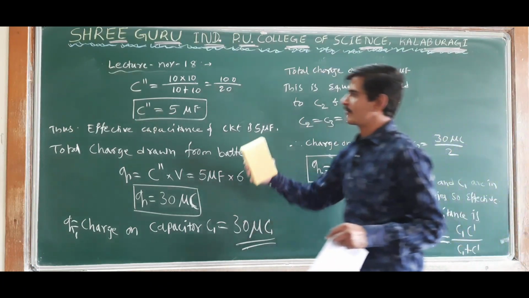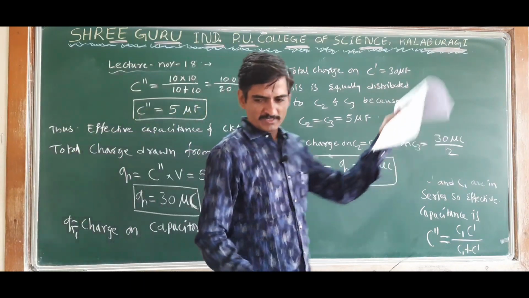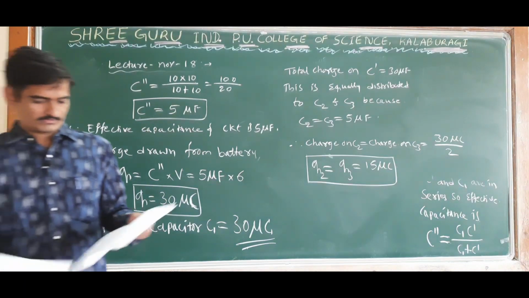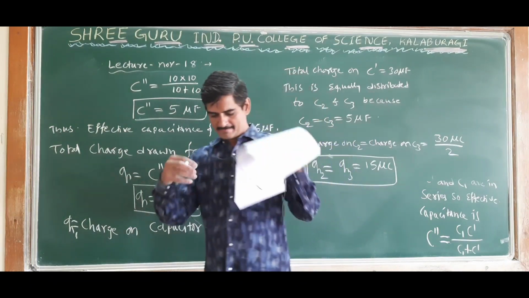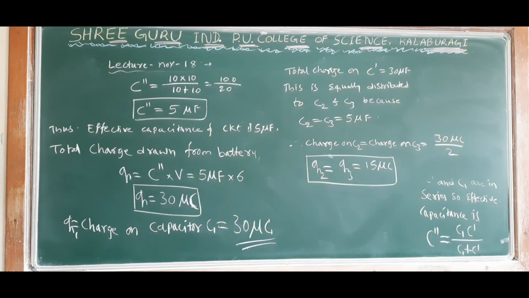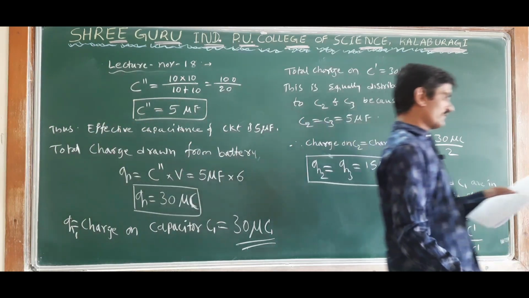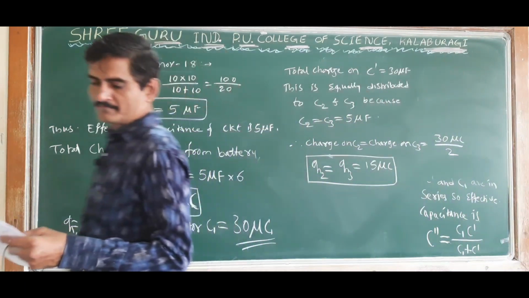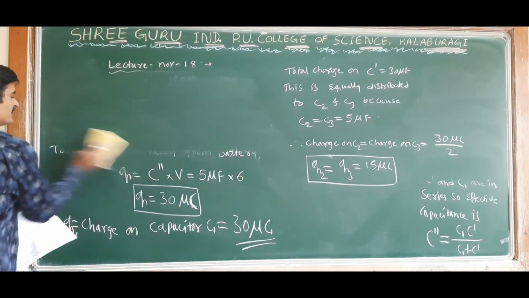Okay. So next numerical, write down the next numerical. If C1 is equal to 3 picofarad, okay. Next numerical you write.